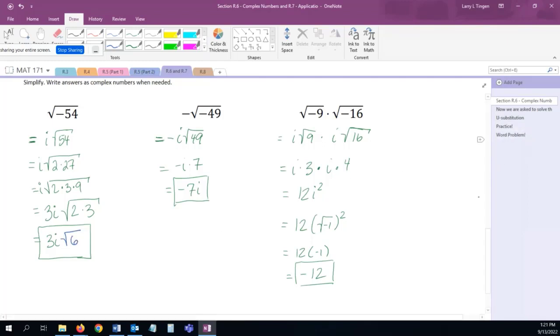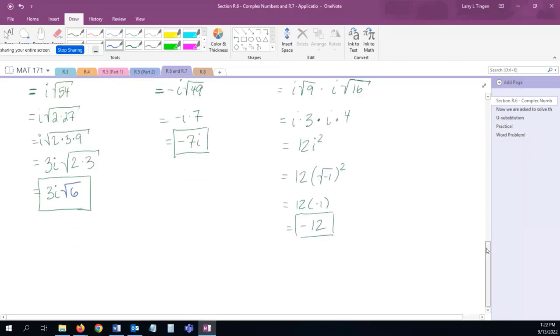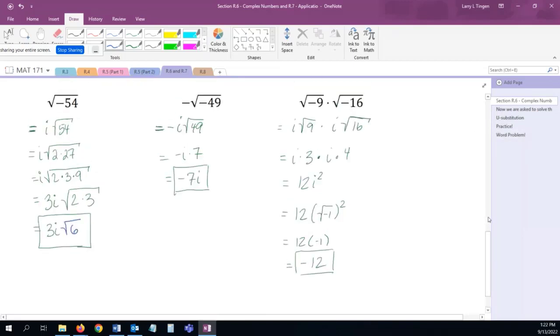All right? Yeah, everybody loves complex numbers. Everybody remembers this fun stuff. Questions?